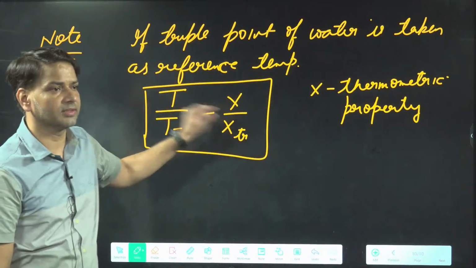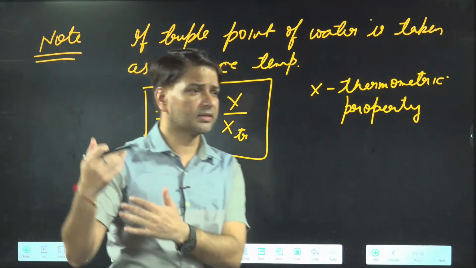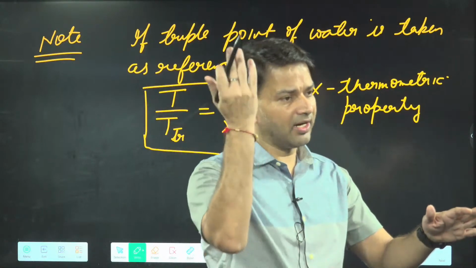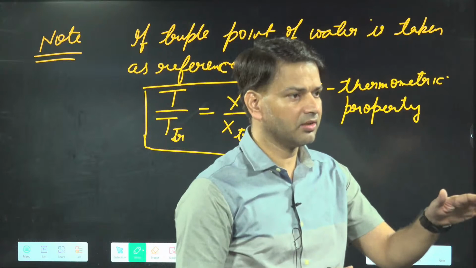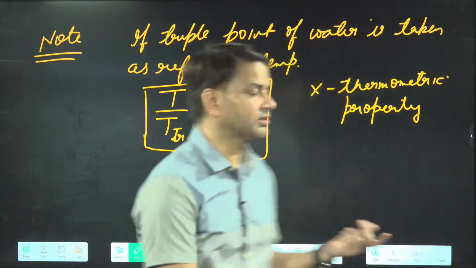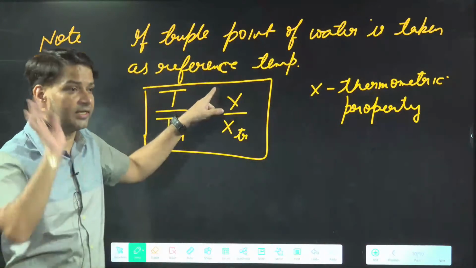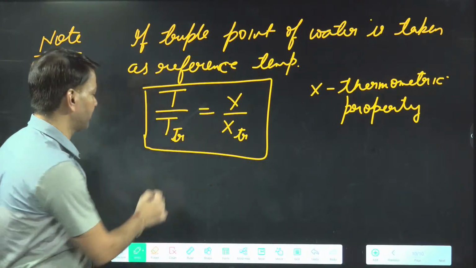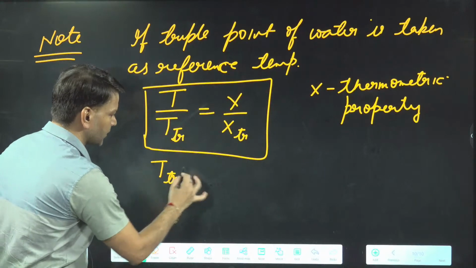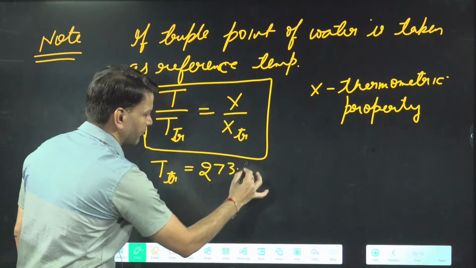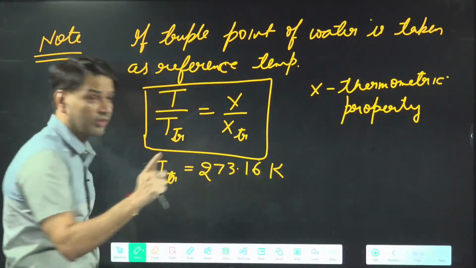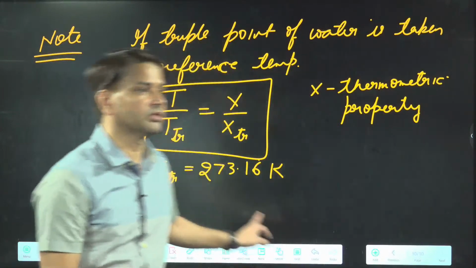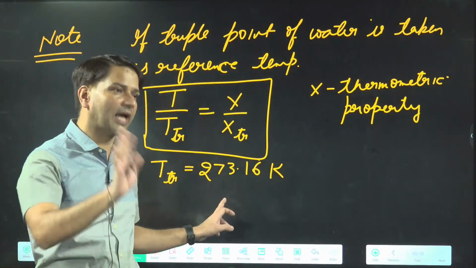We have to equate. Suppose they give that at the triple point of the water, the pressure of the gas is this, and at any unknown temperature, the pressure is this. What is the unknown temperature? They have given the thermometric property at the unknown temperature, X they gave, XTR they gave. TTR we know, the triple point of the water is 273.16 Kelvin, not 15. It is not 0 degrees C, it is 0.01 degrees C. So this is the triple point of water in the Kelvin scale.